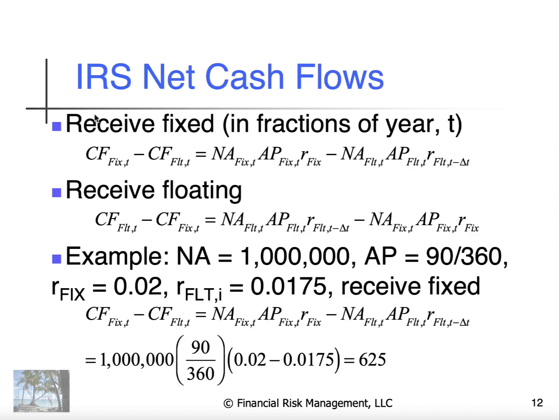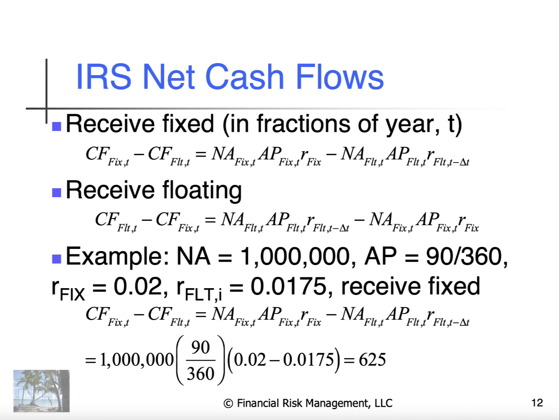To calculate net cash flows for the receive fixed counterparty, the cash flow on a given settlement date would be the cash flow that I receive from the fixed leg minus the cash flow that I pay from the floating leg. I just take that subtraction. If it's receive floating, it's just a minus sign, or you reverse the payments. So for example, if I have a 1 million notional amount, a 90 over 360 accrual period, a fixed rate of 2%, and a floating rate of 1.75%, my net cash flow would be 625.